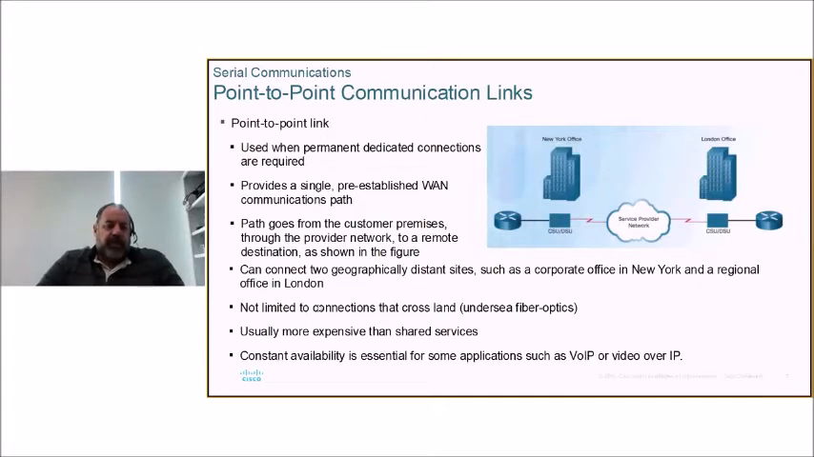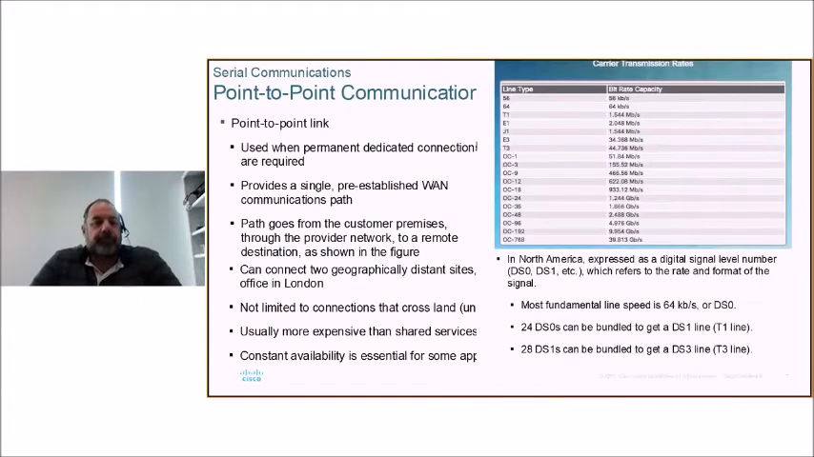You can connect two geographically distant sites, such as a corporate office in New York and a regional office in London. It's not limited to connections that cross land, so you can have undersea fiber optics as well, usually more expensive than shared services. Constant availability is essential for some applications such as VoIP or video over IP. So we're basically talking about a leased line, and you pay for it 24/7. It is yours to use. Not a cheap way to go, though.